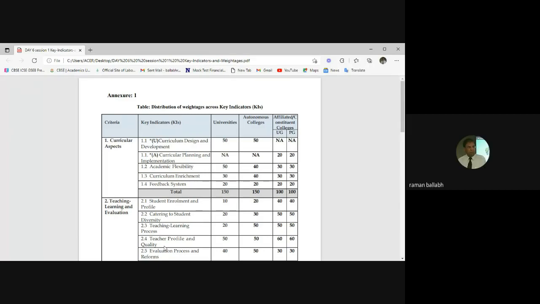The second key indicator is curricular planning and implementation. Since a university, for example a government university, does not have any opportunity for the curricular planning and implementation part, that has to be done by the affiliated and constituent colleges. So for the university it is 0 marks, and for colleges you have 20 marks. Then academic flexibility.